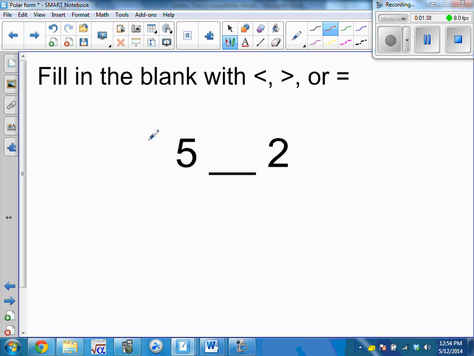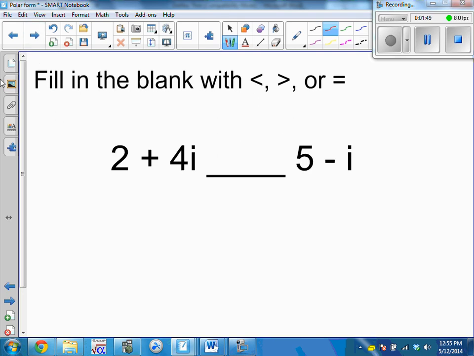Now, if we think about two numbers, 5 and 2, and I said which number is greater, I think everybody would say, well, 5 is bigger. However, if I said which number is bigger, 2 + 4i or 5 - i, it is really hard to determine which complex number is bigger. How do we determine that? Do we look at the real part? Do we look at the imaginary part? How do we figure that out?